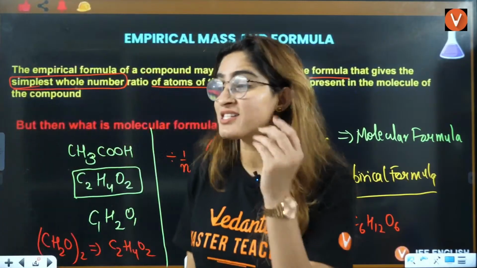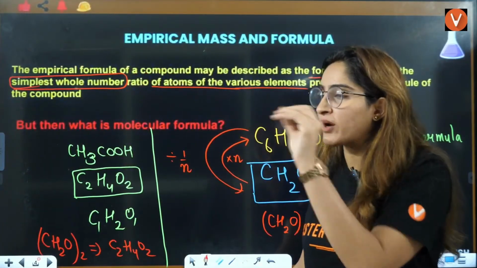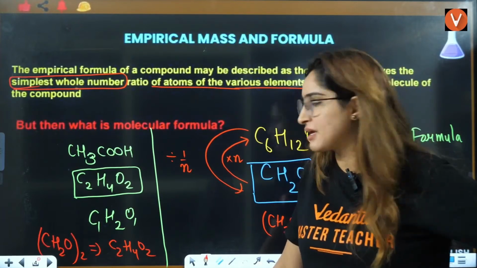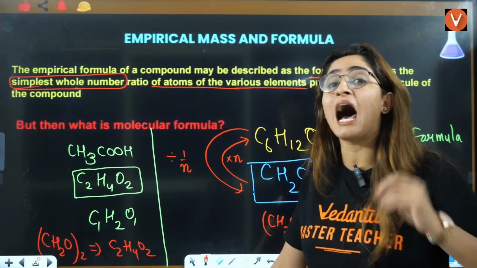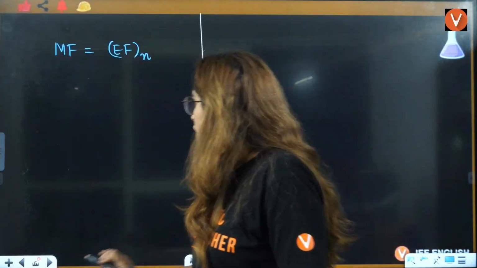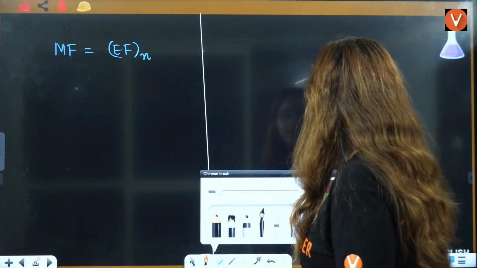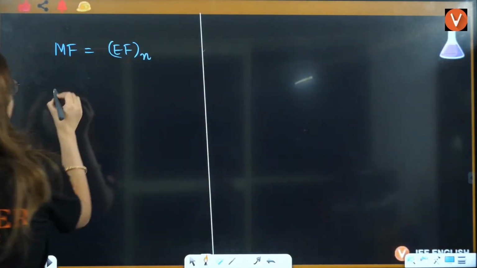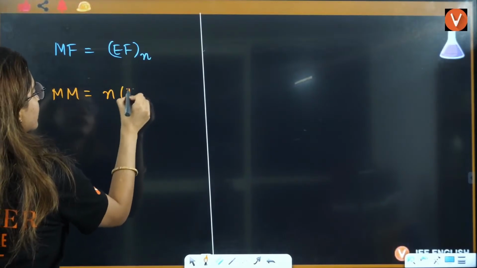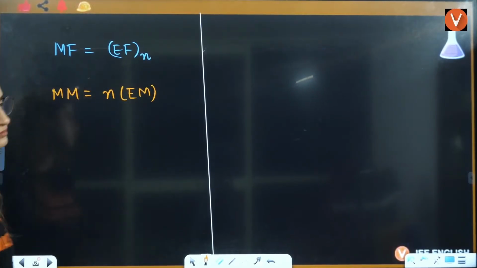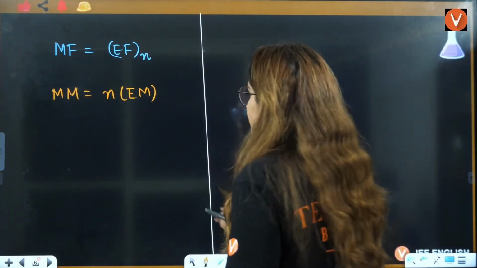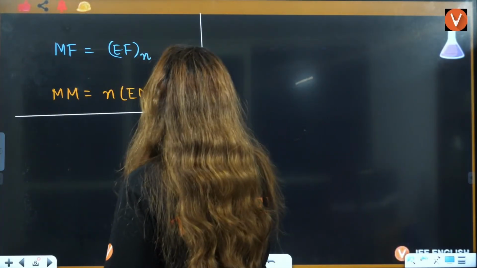I know the next question in your mind is, ma'am, what is this N? Let's understand what this N is and how to calculate it. So one formula is this, and the other formula is molecular mass is equal to N into empirical mass. Don't worry, right now just look at the formula that I am giving you.